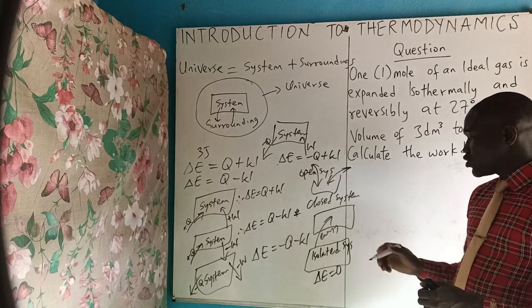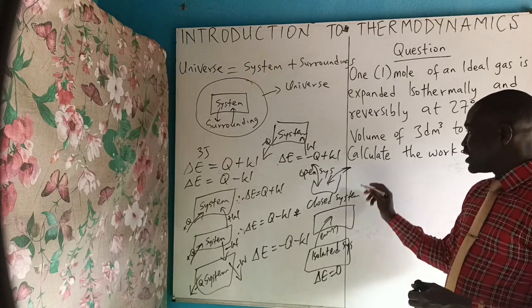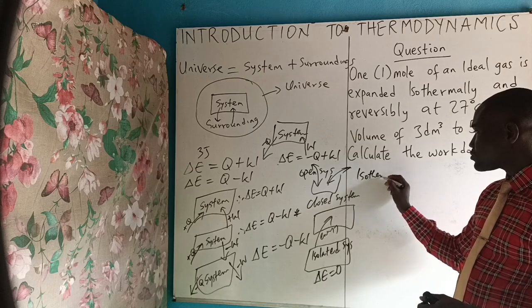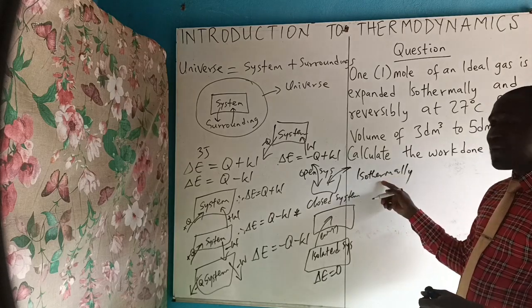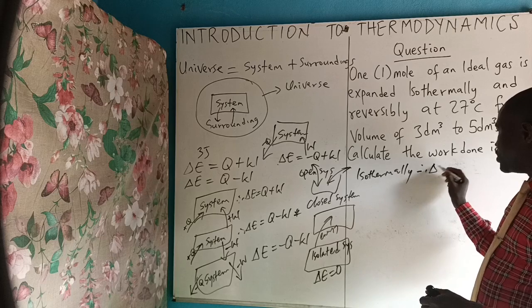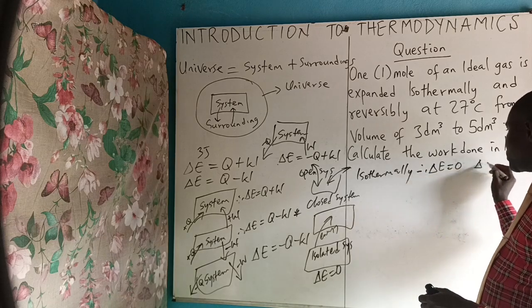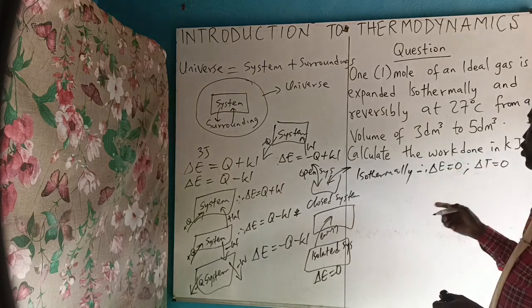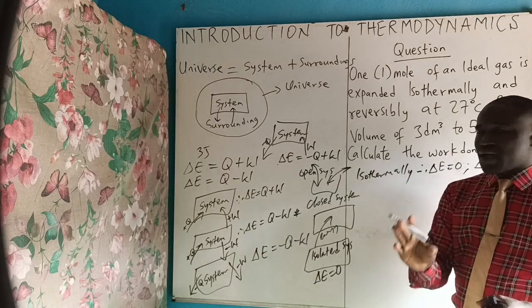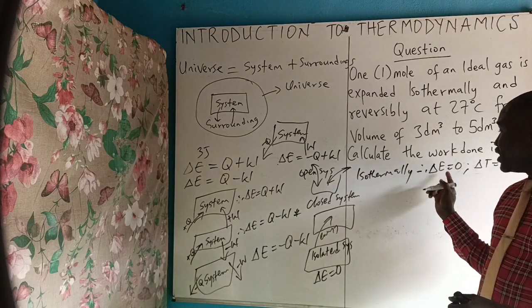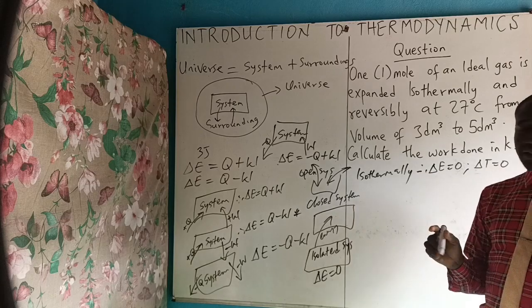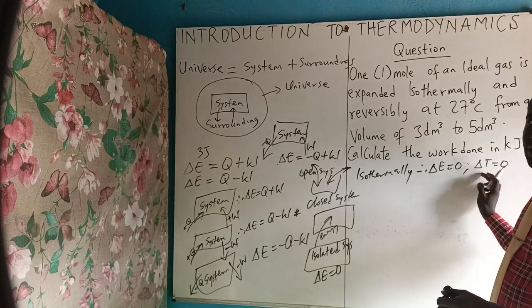Yes, it's also to note that in isothermal processes, change in E is 0, change in T is equal to 0. When something occurs isothermally, it means that the energy is constant, the temperature is constant. Change in E is 0, change in T is 0.